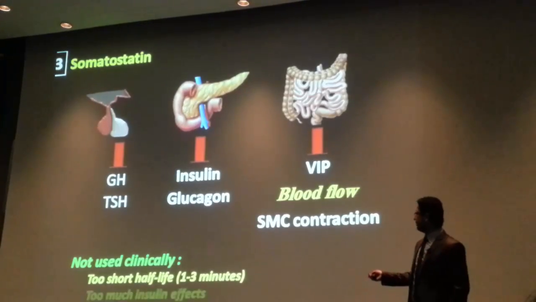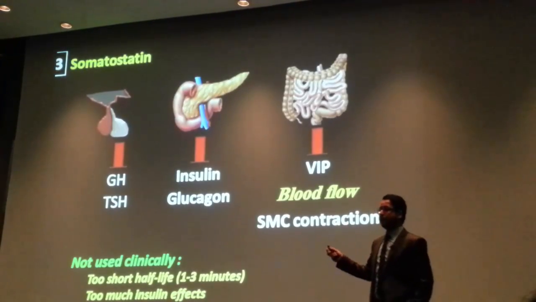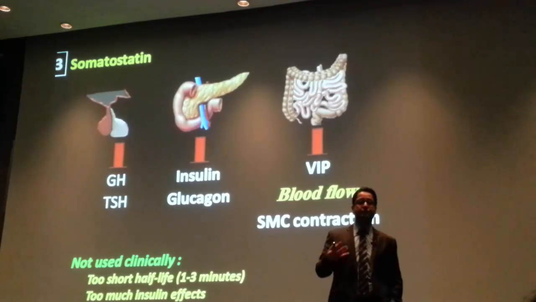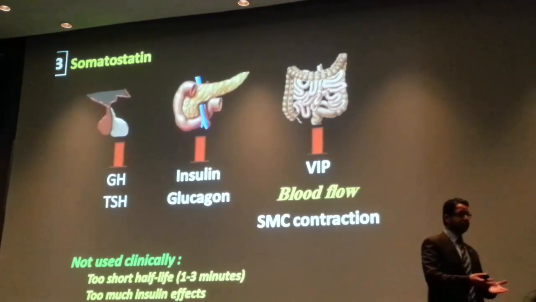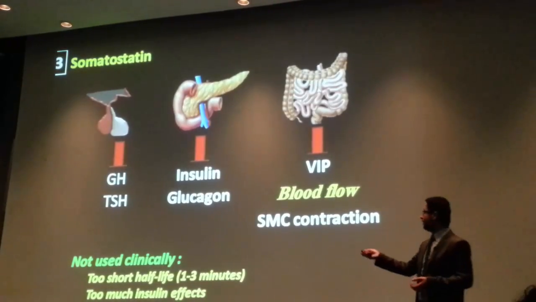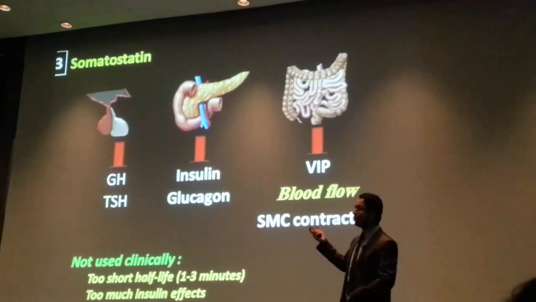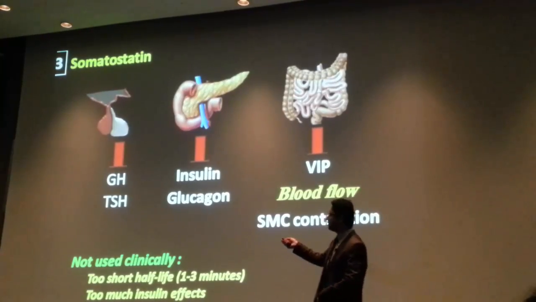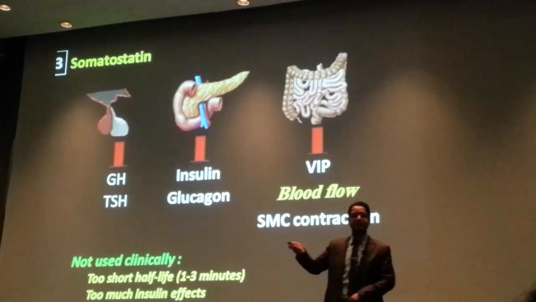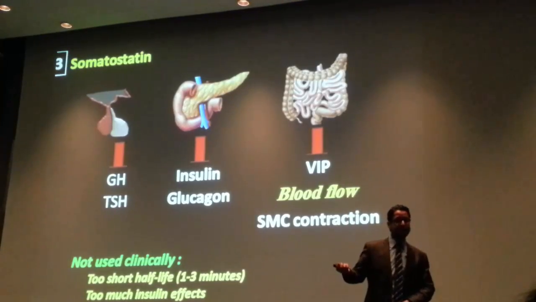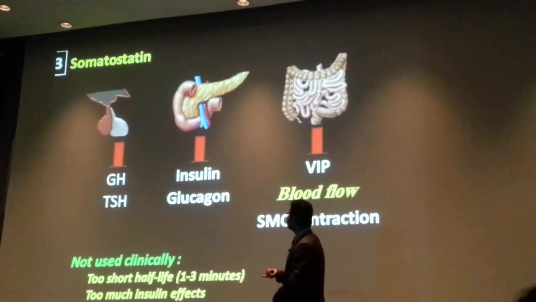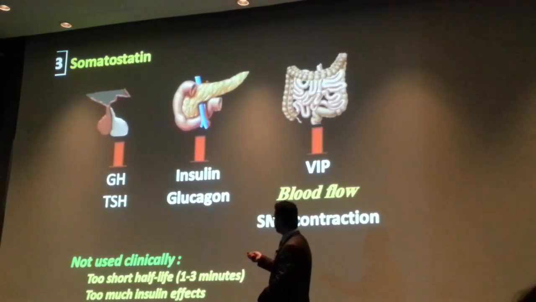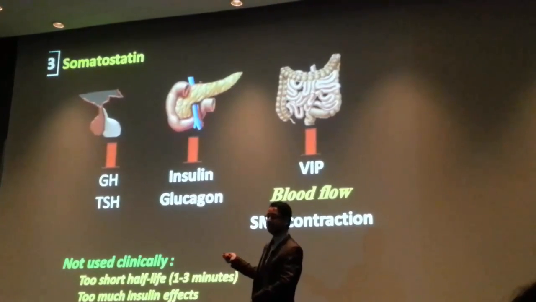And the other thing is this fact. It produces just too much insulin effects. And when I say insulin effects, it means insulin inhibitory effects. So it inhibits insulin more than inhibiting glucagon, which again does not make sense because it inhibits growth hormone. And growth hormone is a counter-regulatory to insulin. So if you inhibit growth hormone, insulin should increase. And how does it inhibit growth hormone? And then it has a minimal inhibition of glucagon.